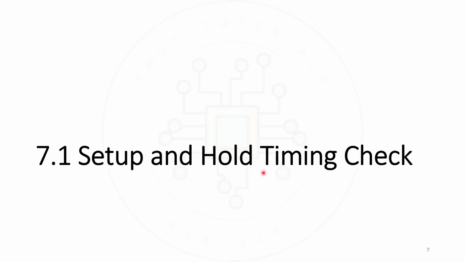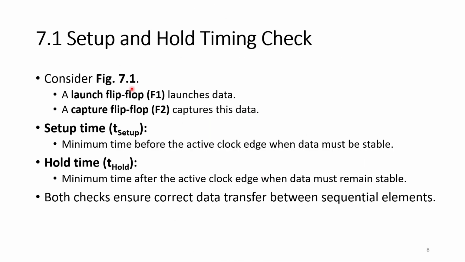So let us try to understand what is meant by setup and hold timing check. As we have seen in the previous figure, 7.1, it contains two flops, F1 and F2. Here F1 is called the launch flop and F2 is called the capture flop. These are the definitions for setup time and hold time. The minimum time before the active clock edge when data must be stable is called setup time. That is, the minimum time for which data should be maintained constant before the active edge of the clock is called setup, and after the arrival of the clock, the data should be maintained constant, that is called hold. Both checks ensure correct data transfer between sequential elements.